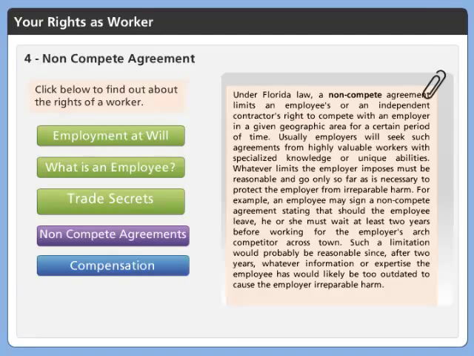Whatever limits the employer imposes must be reasonable and go only so far as necessary to protect the employer from irreparable harm. For example, an employee may sign a non-compete agreement stating that should the employee leave, he or she must wait at least 2 years before working for the employer's arch competitor across town. Such a limitation would probably be reasonable since after 2 years, whatever information or expertise the employee has would likely be too outdated to cause the employer irreparable harm.